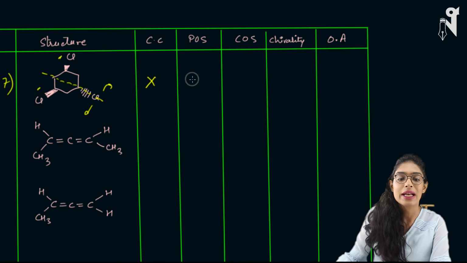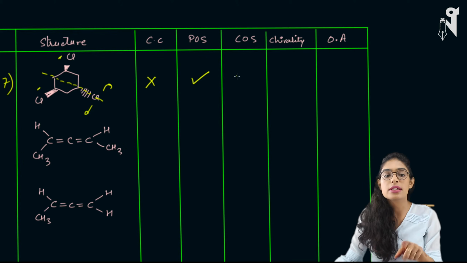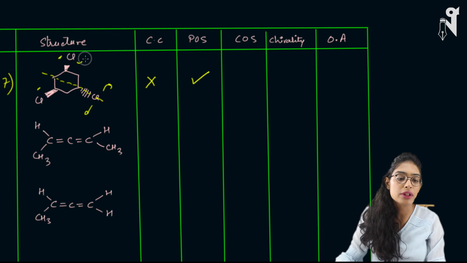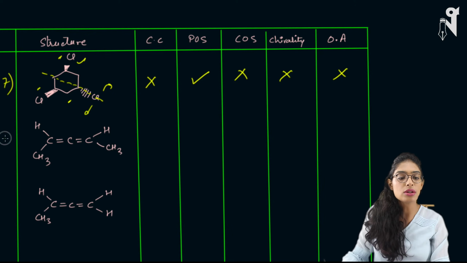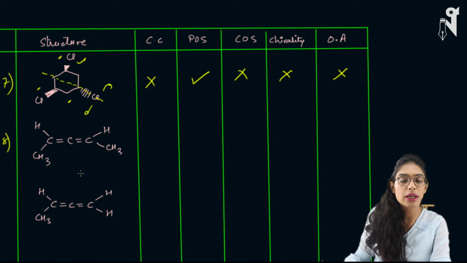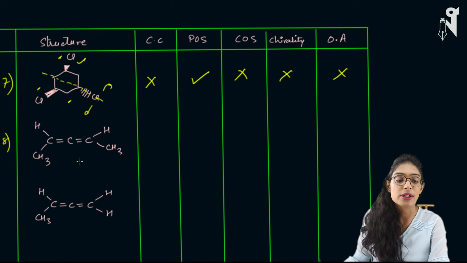So POS is there. COS is not there in the system because we don't have the same groups in the opposite direction. So there is no need to even mark the line in the center. You can clearly see this chlorine doesn't have anything in the opposite direction. So no COS, no chirality, no optical activity. Now the next question. In the next question, these are cumulenes. If you remember, we have done this in geometrical isomerism, and I told you the structure and how cumulenes work.